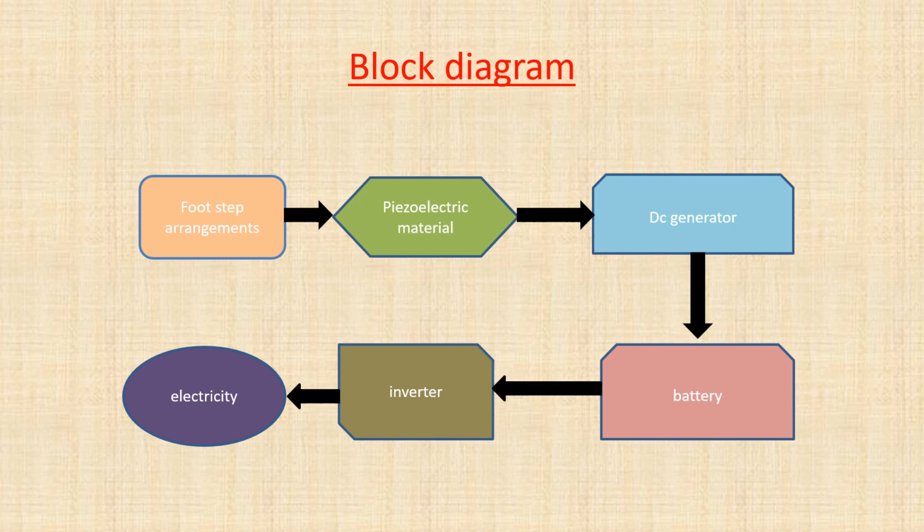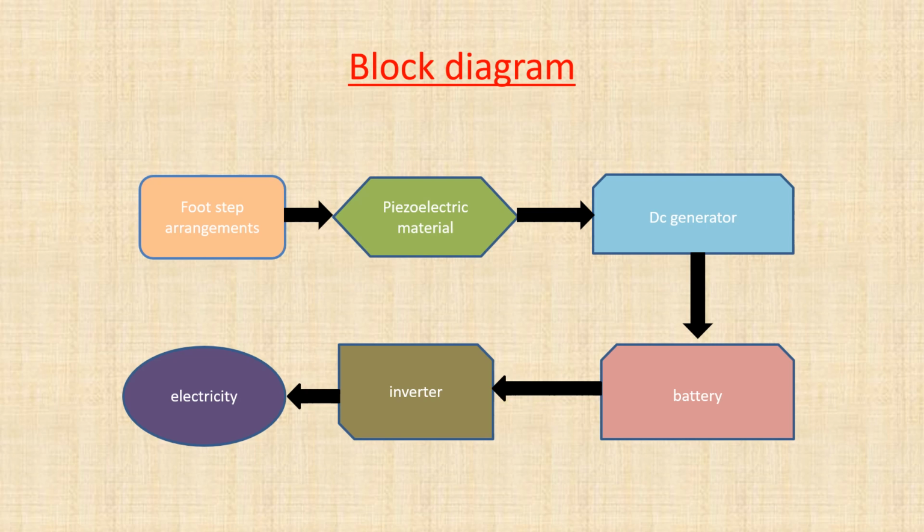DC generator. A direct current generator is a rotating machine that supplies an electrical output with unidirectional voltage and current. The basic principle of operation is the same as generators.